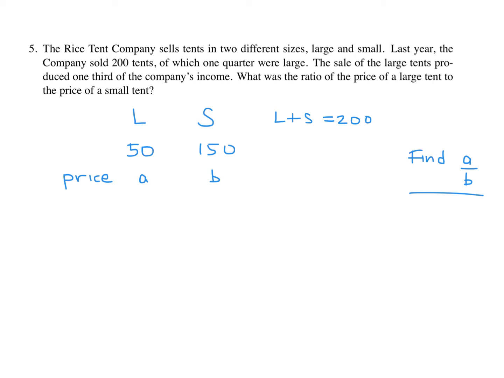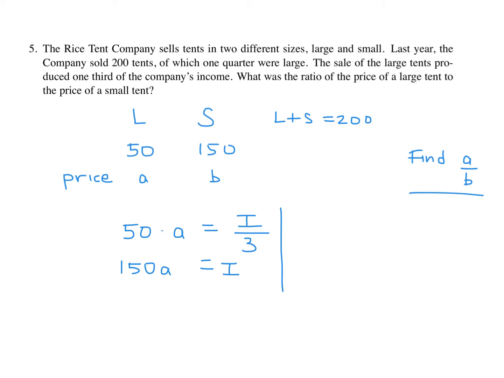Well, the total amount of money, income, that they made from the large tents would be the number of large tents multiplied by the price. And they're saying that is equivalent to 1/3 of the company's income. So we'll call income I, and I over 3 represents 1/3. Okay, so therefore I is equal to 150A.